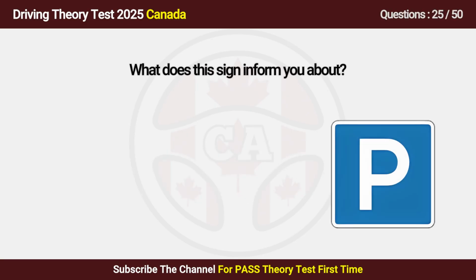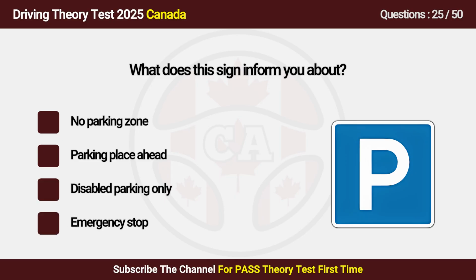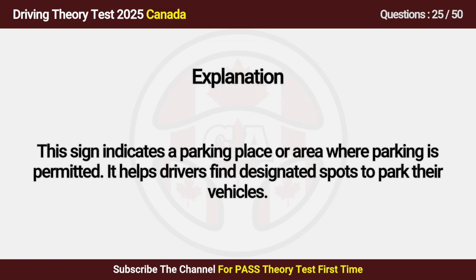Question 25. What does this sign inform you about? A. No parking zone. B. Parking place ahead. C. Disabled parking only. D. Emergency stop. Answer is B. Parking place ahead. This sign indicates a parking place or area where parking is permitted. It helps drivers find spots to park their vehicles.